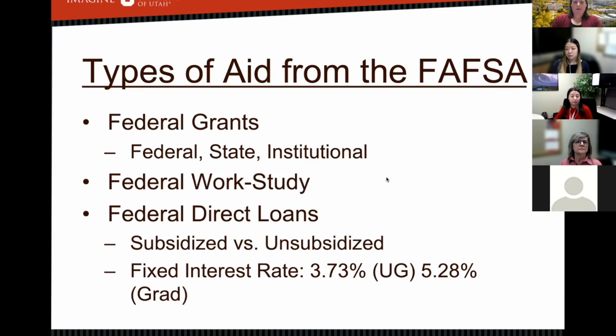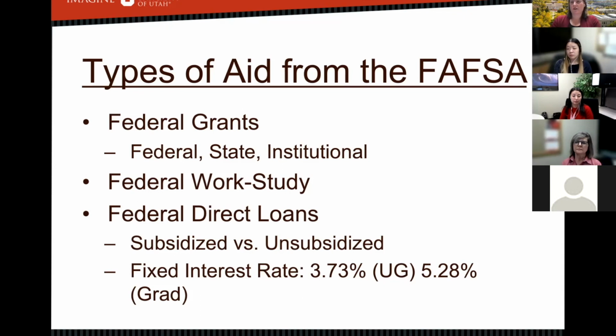So the types of aid from the FAFSA: federal grants, federal, state, and institutional. So with federal grants, the most common one is the federal Pell Grant, and then there's the federal SEOG grant, which is a supplemental educational opportunity grant, and some of the smaller state grants and institutional grants. And then with federal work study, if you're offered federal work study, you do not get those funds up front. You earn those funds in a work study position on campus, and basically you apply and go through the hiring process here at the U.